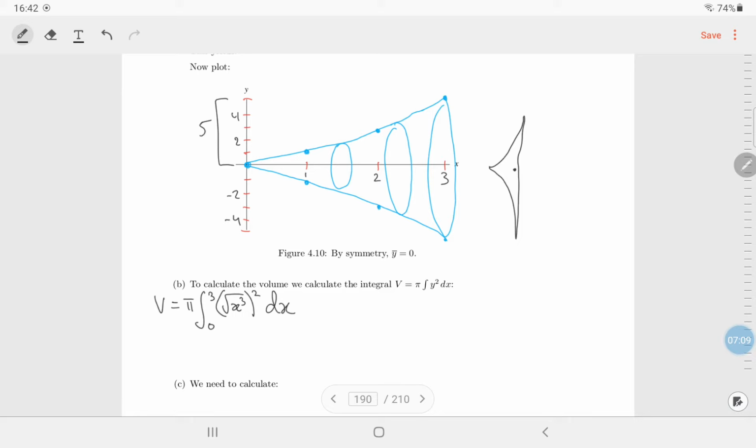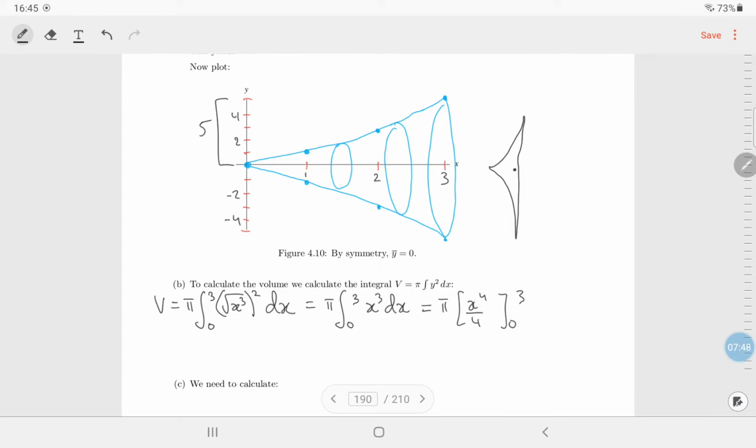Now obviously that's not in the tables because it needs a manipulation. There are different manipulations you can do here, but really, if you have your head screwed on, squaring is the inverse of square rooting. So we simply get pi times the integral from 0 to 3. The squaring undoes the square root, you're just left with x cubed dx. Now this is something we can get from the tables, because the antiderivative of x cubed is x to the 4 over 4.